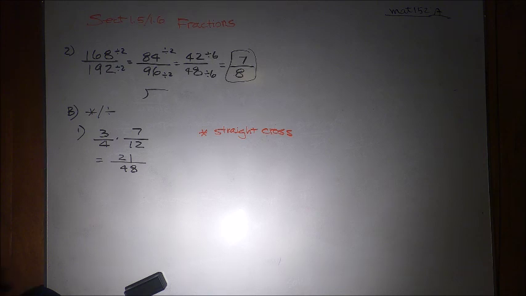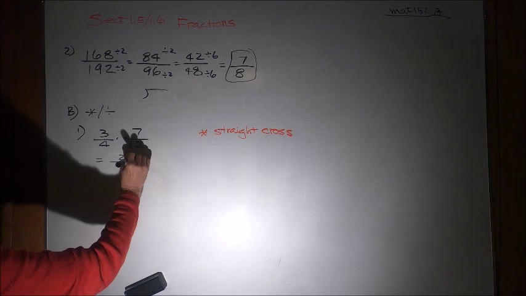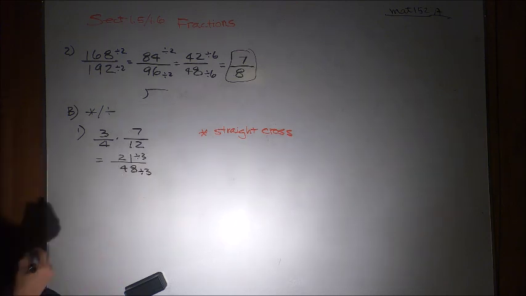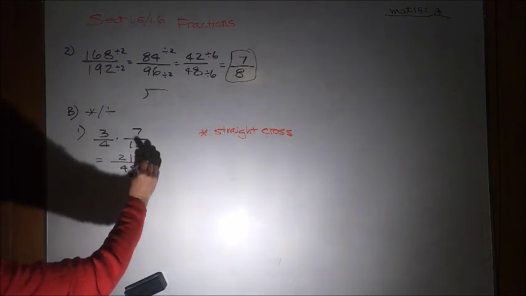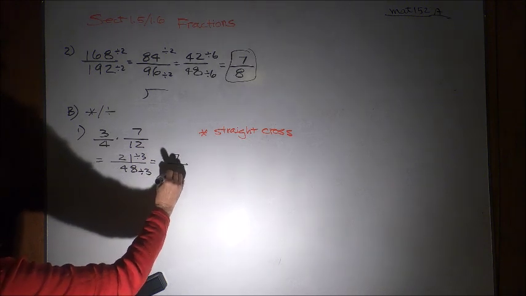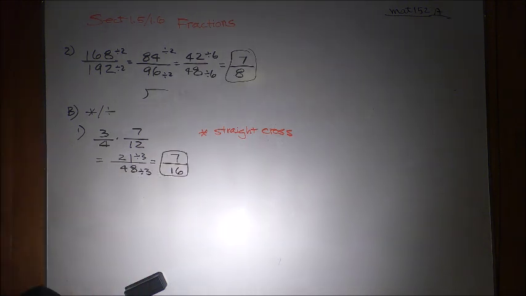Then you have to check. Can I make it simpler? Yes, you can. By dividing by 3, you end up with 7 and 16, right?